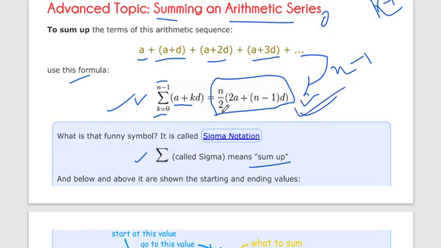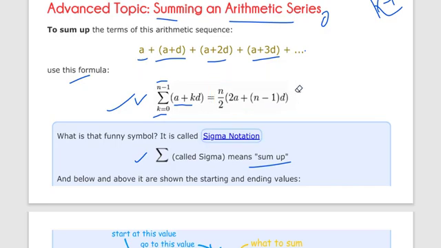Now, how this formula is made, we will see.